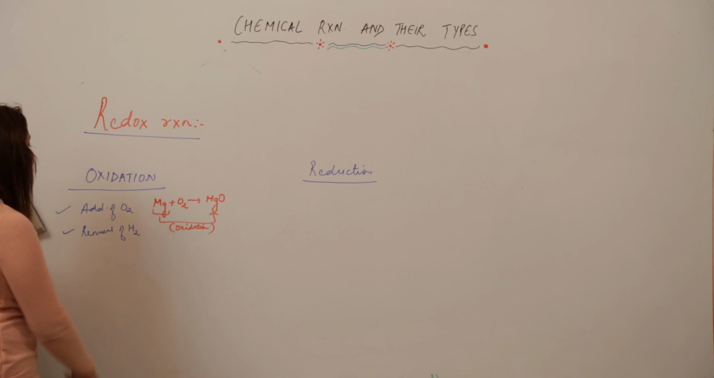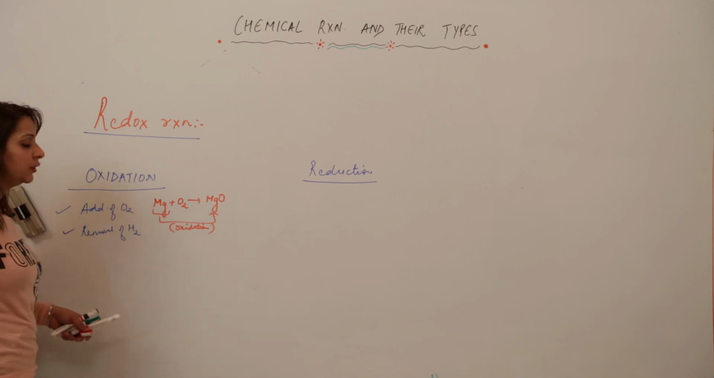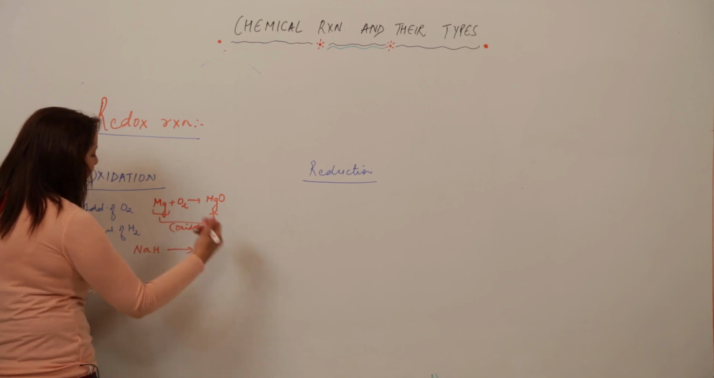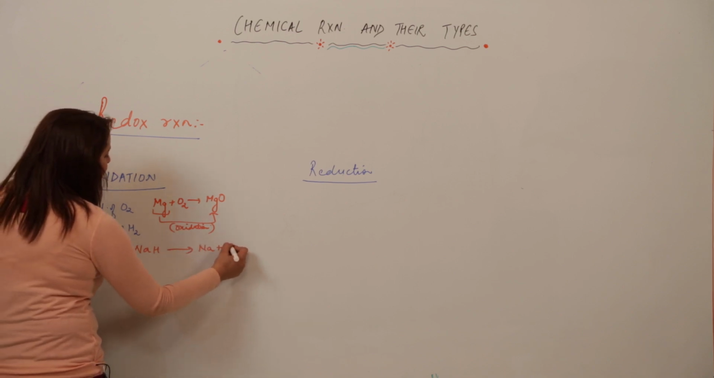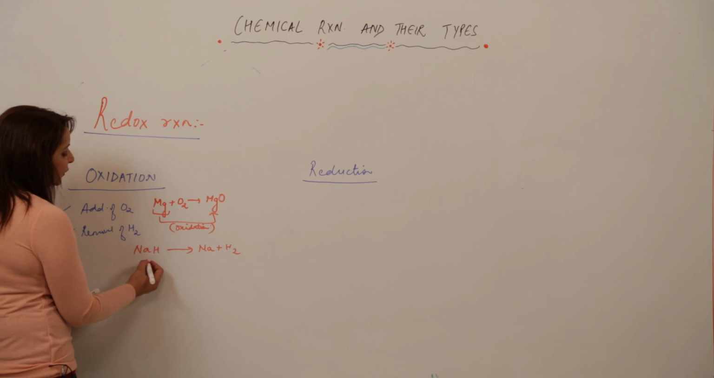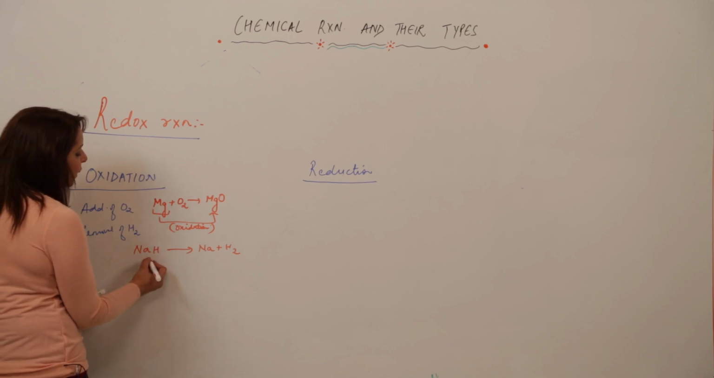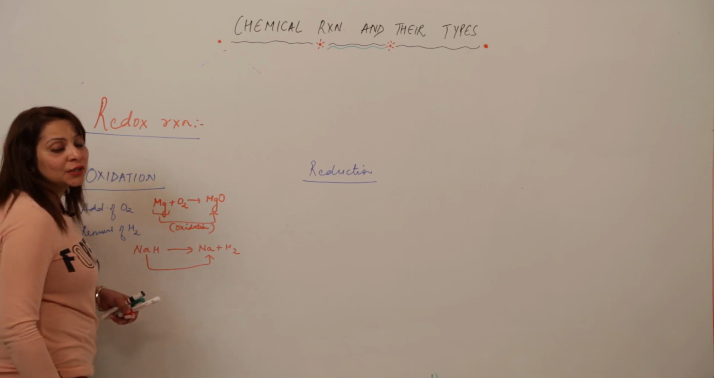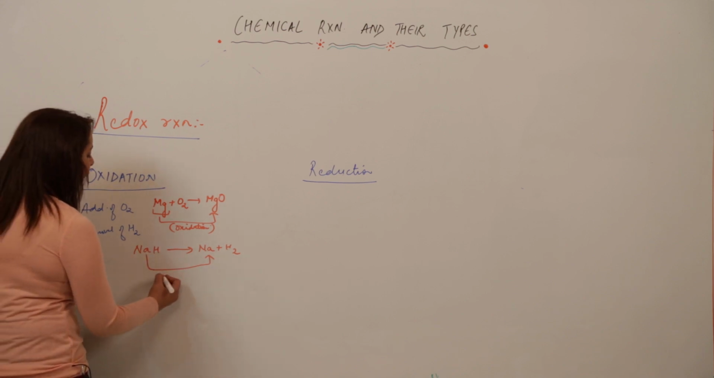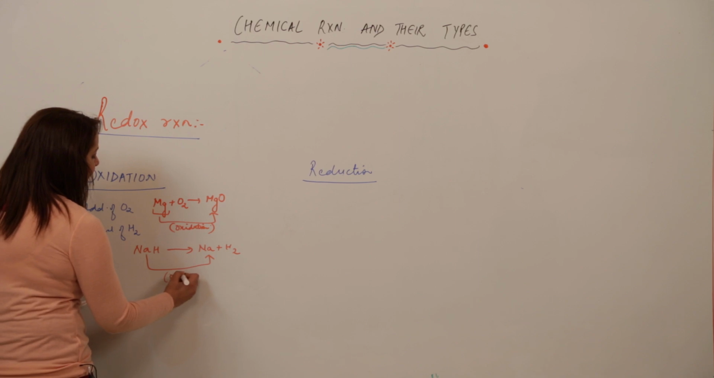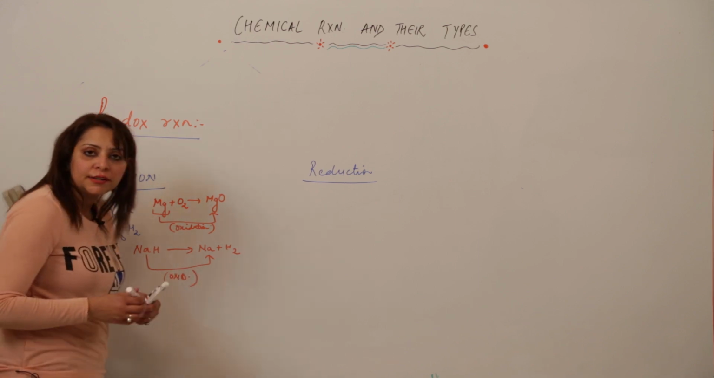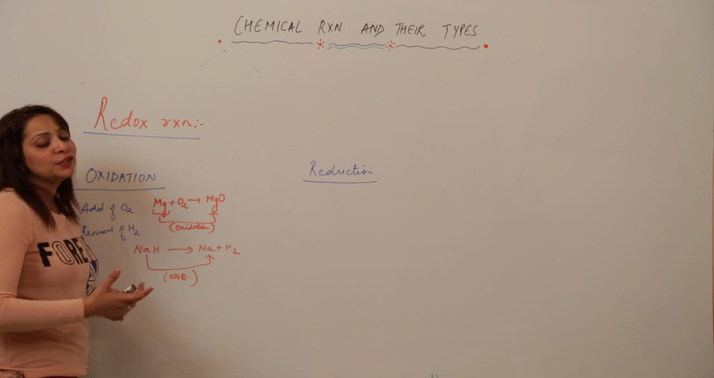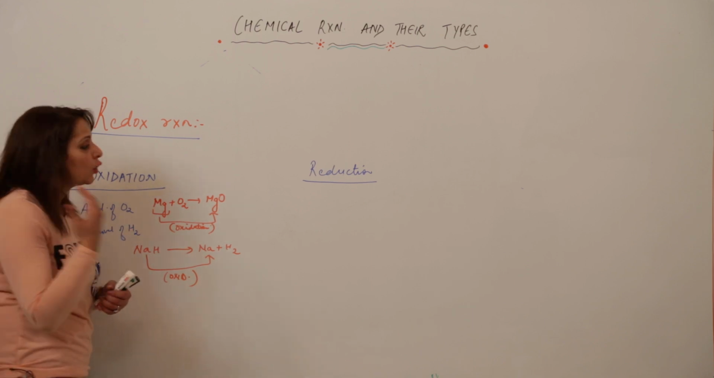Similarly, we can use the second term, the removal of hydrogen. Suppose I have sodium hydride, and I am doing some process so that the sodium and hydrogen get separated. On the reactant side, sodium is combined with hydrogen, and on the product side, sodium and hydrogen are separated from each other. So that means it is the removal of hydrogen, so it comes under the category of oxidation. Whenever oxygen is added or hydrogen is removed, it is said to be oxidation.